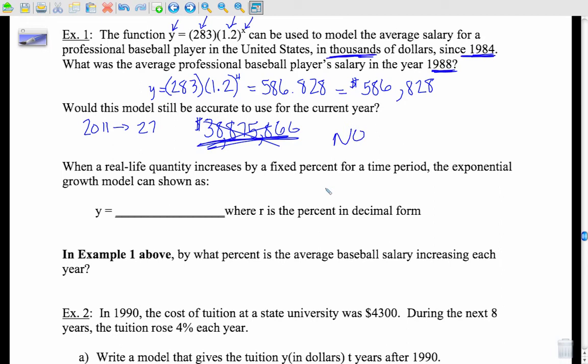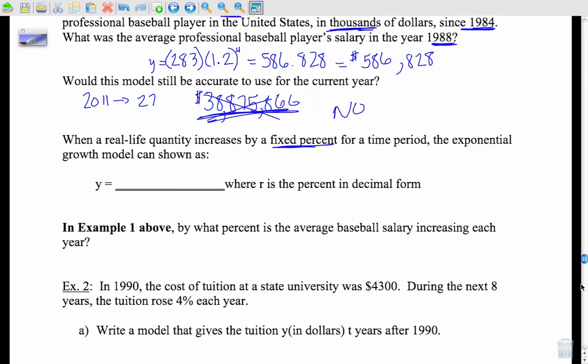So the answer is, would this model still be accurate for the current year? The answer is no. When a real-life quantity increases by a fixed percent, meaning this percentage up here, this 1.2, is constantly going to be changing because, as you know, baseball players have a union, and they're always trying to negotiate different deals, different contracts, so that rate is going to change.